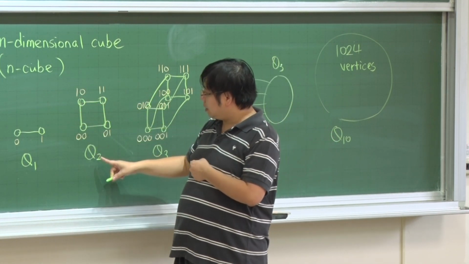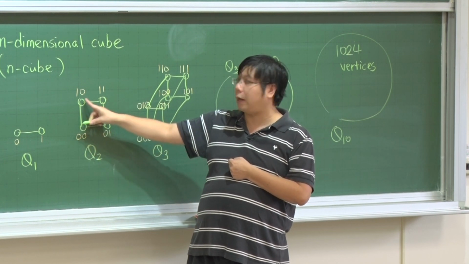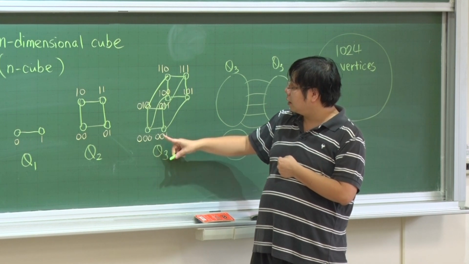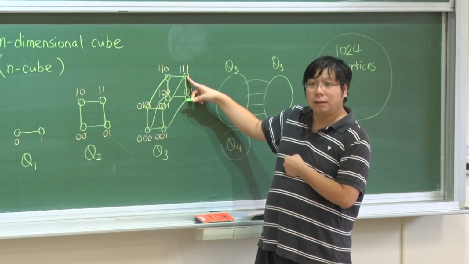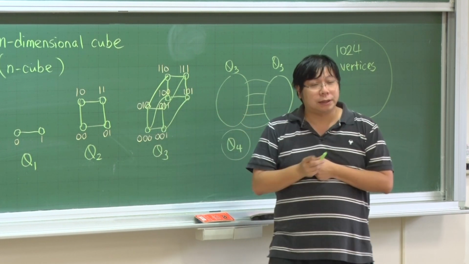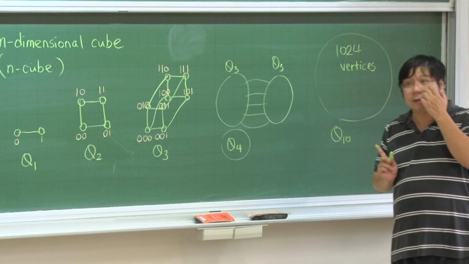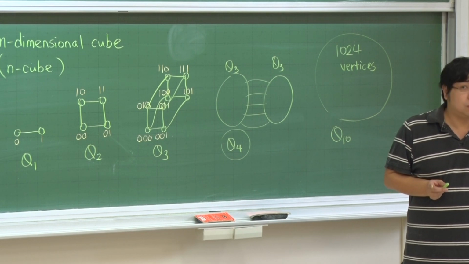Okay, if you look at Q2, the farthest distance is from this node to this node, you have 2 edges. Is that okay? And for Q3, the farthest distance may be from this node to this node. Am I correct? And then there are going to be 1, 2, 3 edges. And for Q10, the farthest distance is going to be 10 edges. Reason.